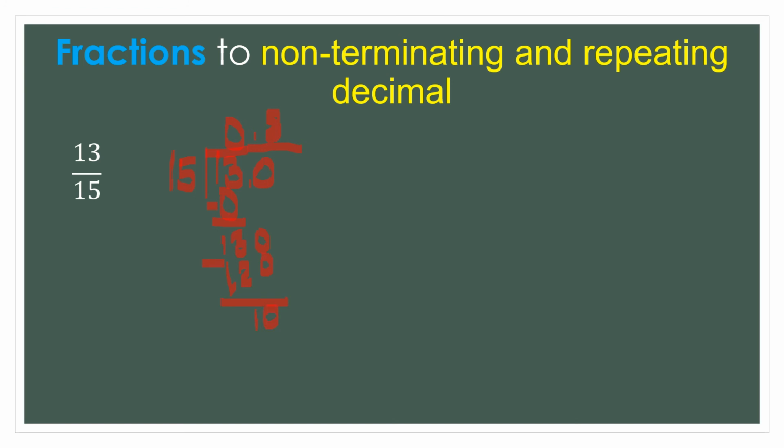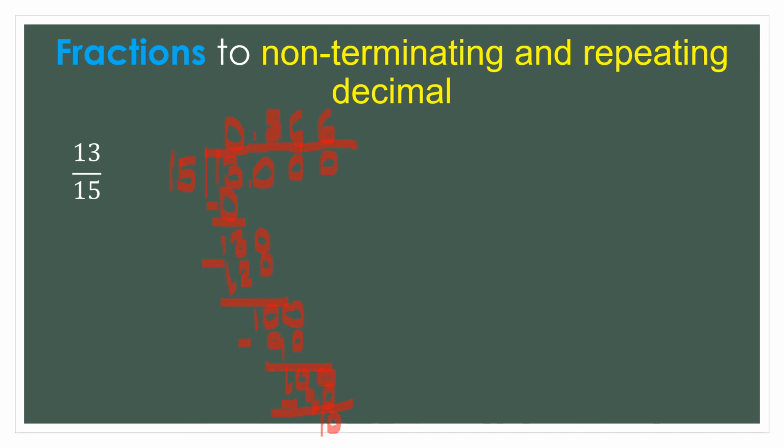We have a remainder, so we add another 0 and we bring it down. 100 divided by 15 is 6. 6 times 15 is 90. Subtract 100 minus 90 is 10. We have a remainder again, so we add another 0 and we bring it down. 100 divided by 15 is again 6. 6 times 15 is again 90. And we subtract. The remainder is again 10.